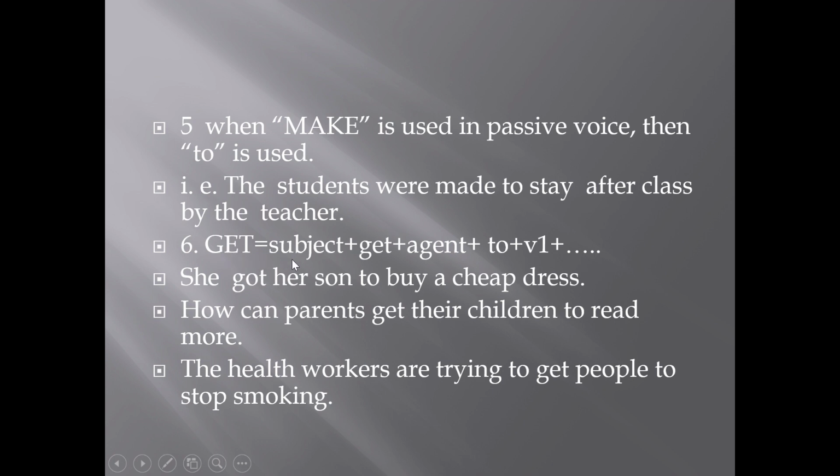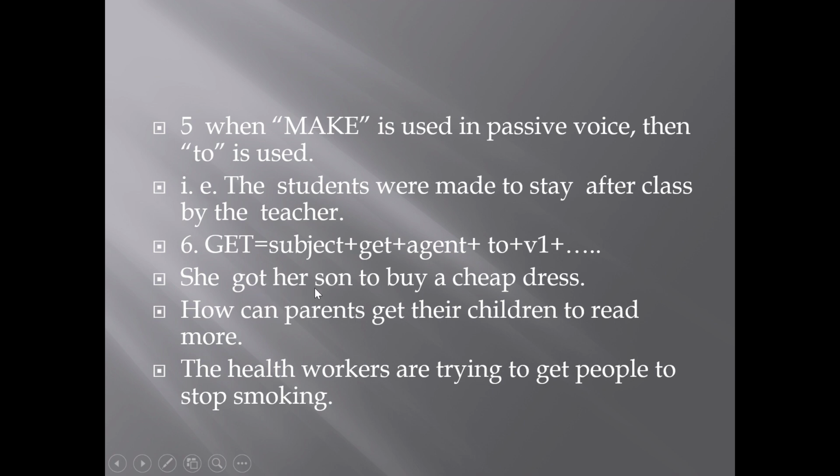Next causative verb is get. Subject, get, and then plus agent and to and V1. With get there is to. With make there is no to with an agent, only in passive, were made to. But with get there is to. She got her son to buy a cheap dress. She made her son buy a cheap dress.